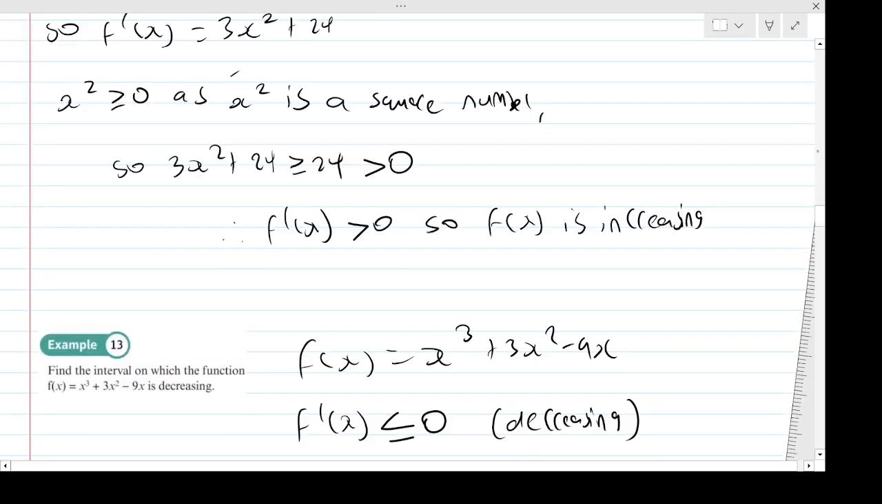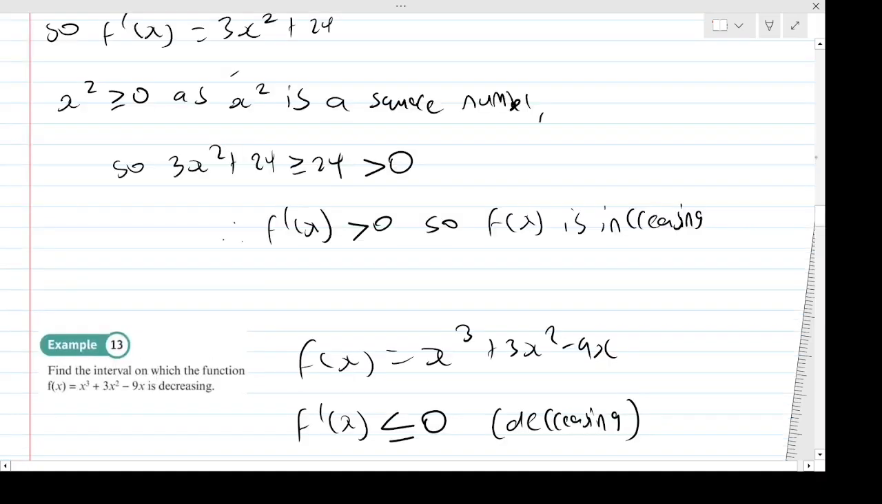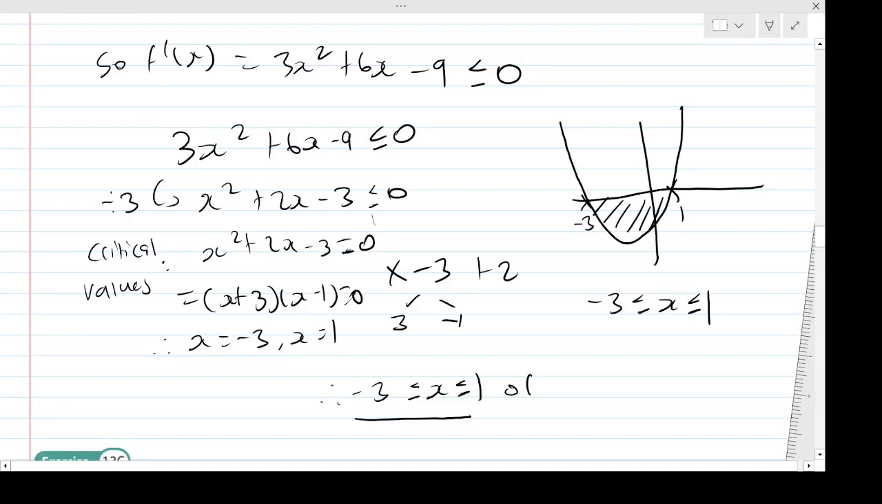So that's my solution, right? Therefore, x is greater than or equal to -3, and x is less than or equal to 1. But remember, the question said as an interval, not as an inequality or a range of values of x. It wants an interval, so we need to use square brackets, right? Well, if it's inclusive, it's between -3 and 1 and includes them. So we can use square brackets of -3 and 1 as an interval.